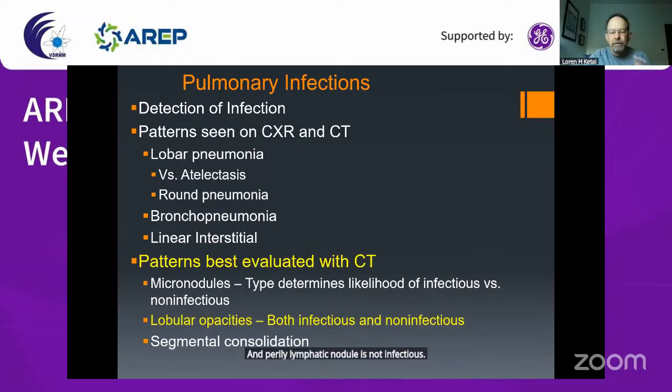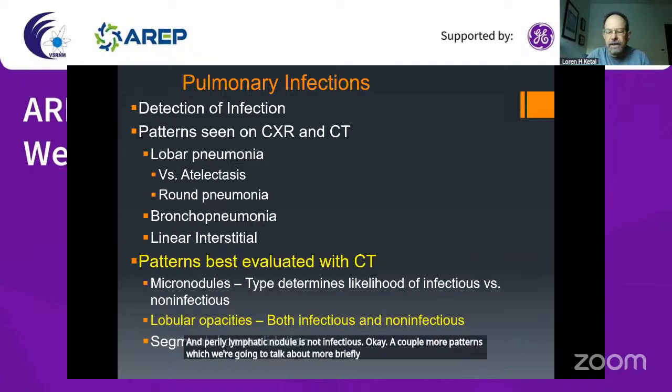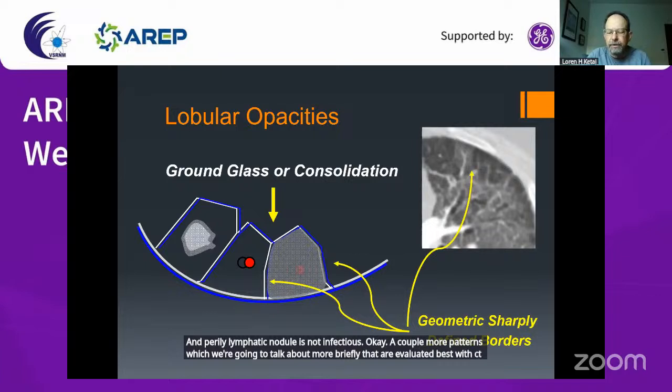Okay. A couple more patterns which we're going to talk about more briefly that are evaluated best with CT. The first of those are lobular opacities, and these are described as opacities with geographic borders that are very well defined.